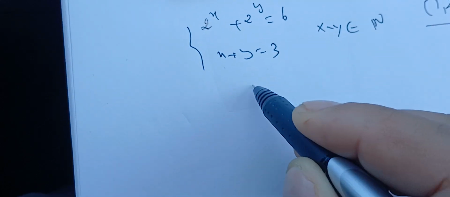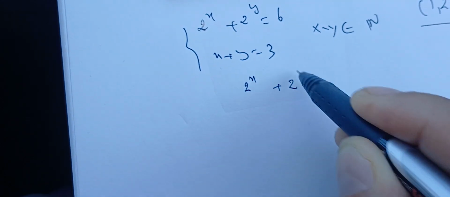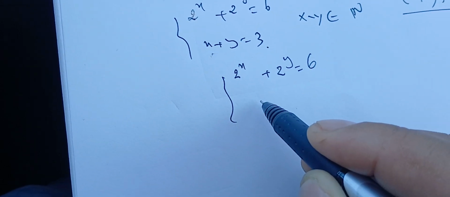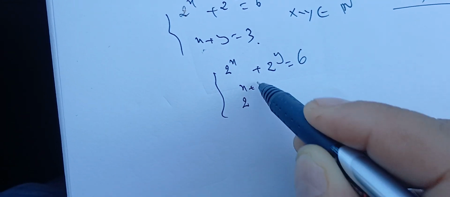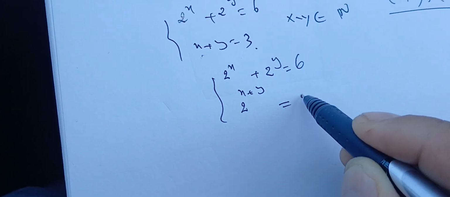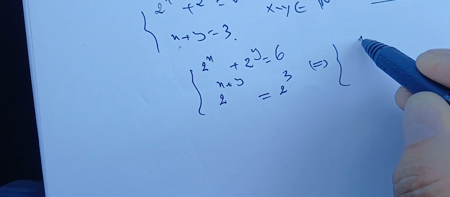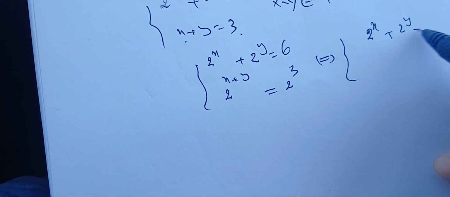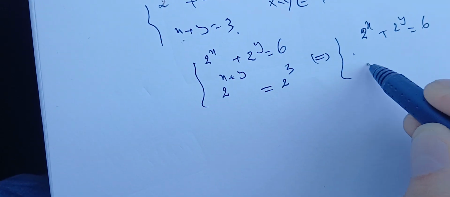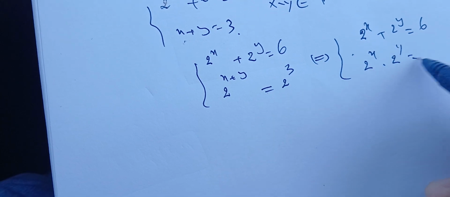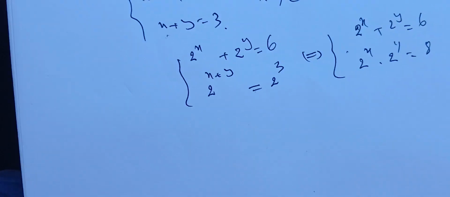So we have 2 to the power x plus 2 to the power y is 6. But let's raise this one to the power 2, so 2 to the power x plus y is equal to 2 to the power 3. This is the same as 2 to the power x plus 2 to the power y equals 6, and 2 to the power x times 2 to the power y equals 8.